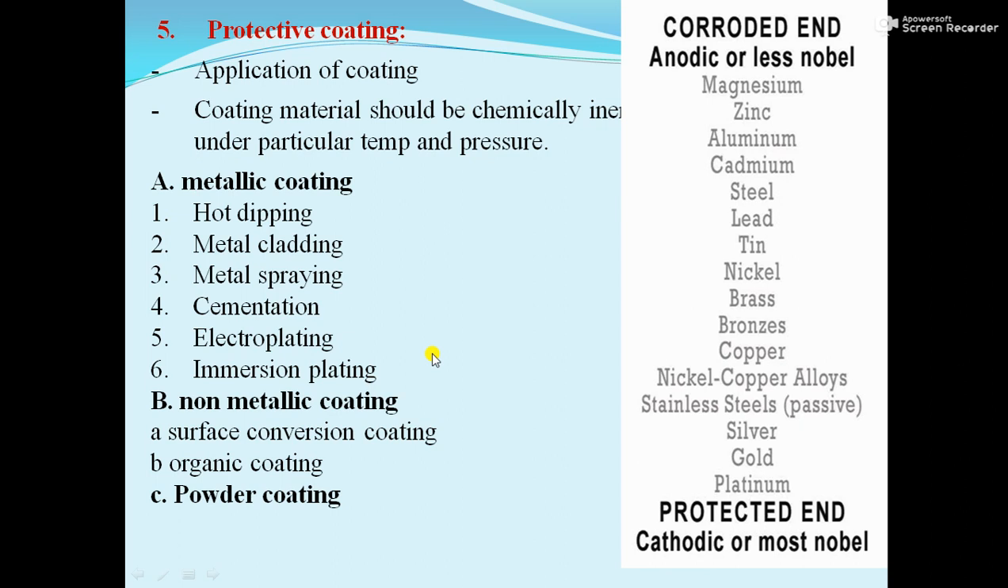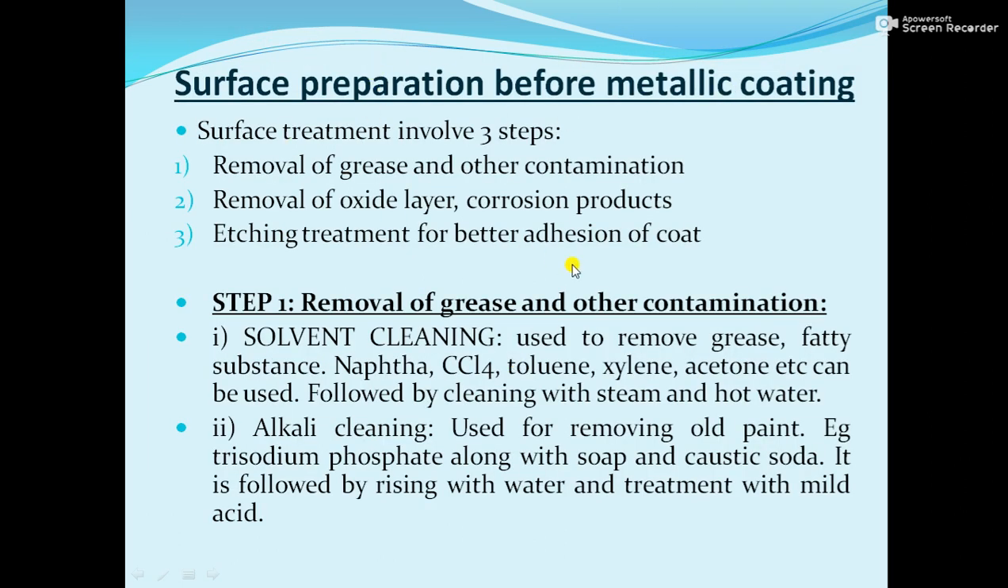First of all, these are the different methods of applying the metallic coating. First is how to apply the metallic coating. This is very important: surface preparation before the metallic coating. The long life of any protective coating on a metal surface can be achieved by proper surface preparation. So the treatment before metallic coating involves three steps. The first step is the removal of grease and other contaminations. The first method is solvent cleaning.